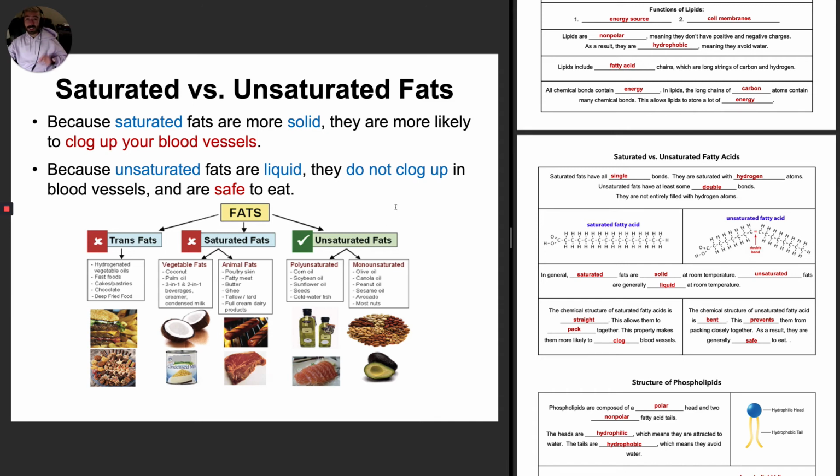Unsaturated fats, on the other hand, are liquid at room temperature, and so when you eat them, they don't really clog up your blood vessels, and so those are much safer to eat.